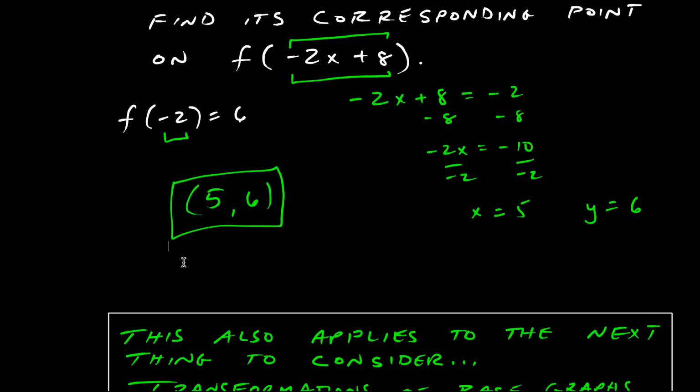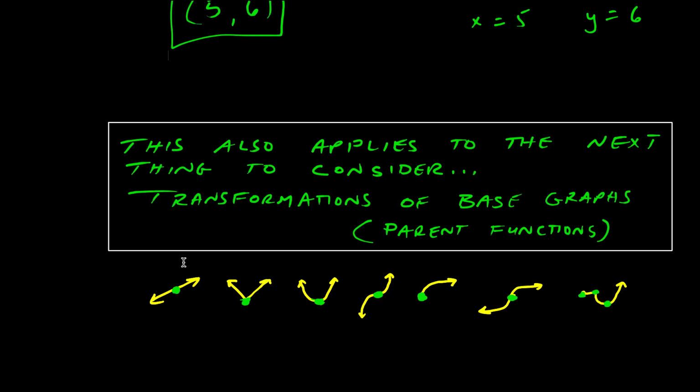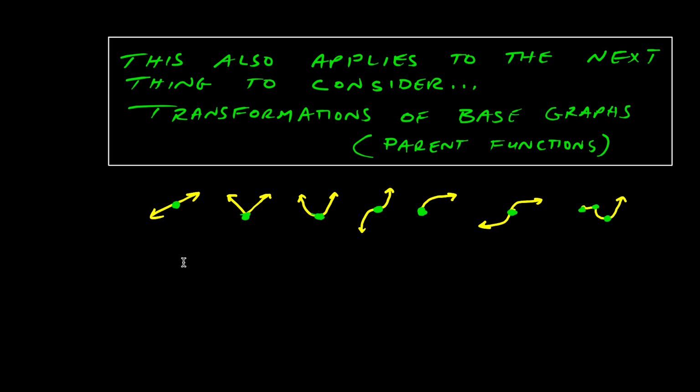Now, that should take care of everything for you, but realize that everything we did with points applies to the next thing that you need to consider, which is transformations on base graphs, or the parent functions. So you'll notice on each of these graphs, y equals x, y equals absolute value of x, y equals x squared, y equals x cubed, y equals square root of x, y equals the cube root of x, and some random function. We can just focus on the point and know how to shift it.